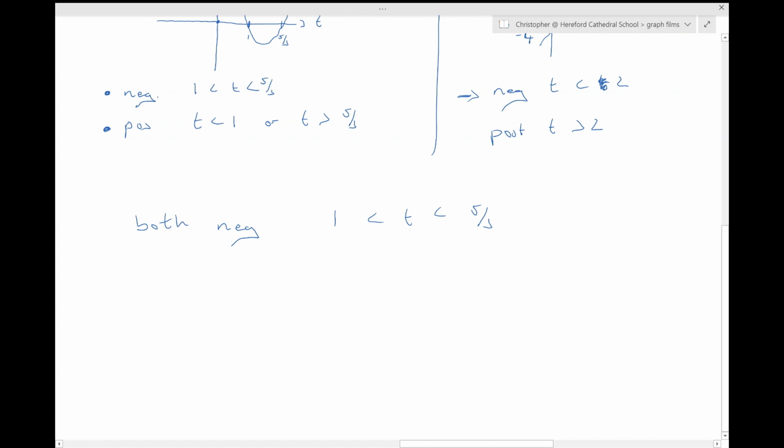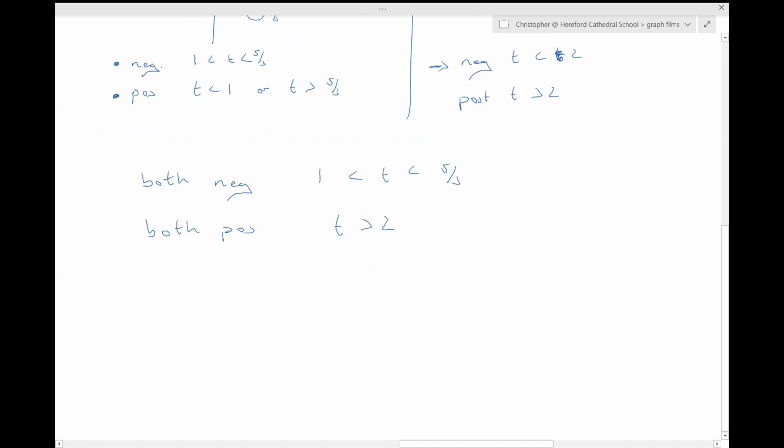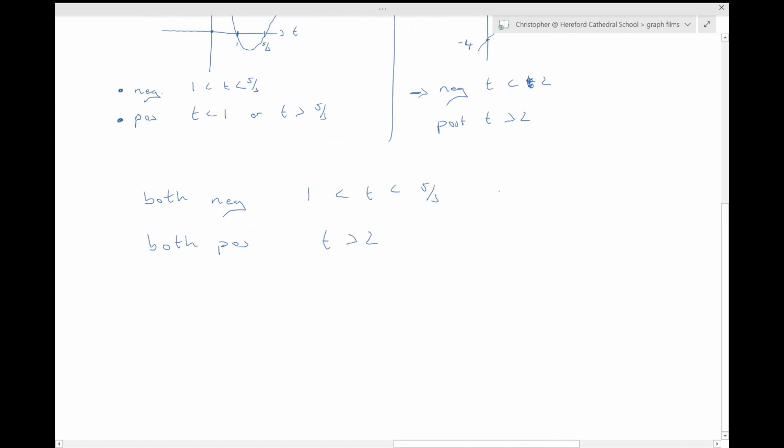So that's good. Now, is there a time when they're both positive? Let's have a look. Well, the one on the right is positive as long as t is greater than 2. And the one on the left is positive as long as t is greater than 5/3. So as long as t is greater than 2, then they're both positive, aren't they? So the times when they're moving in the same direction is either when t lies between 1 and 5/3 or when t is greater than 2. So let's write that really clearly.